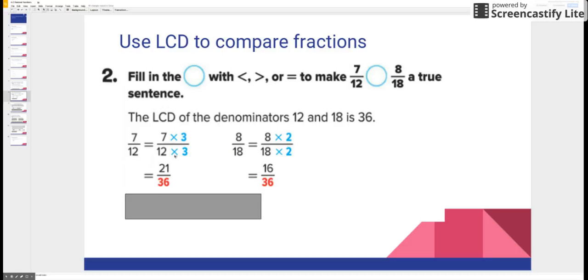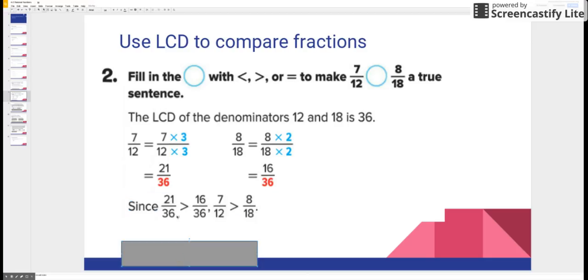So usually you want to try to figure out what's a common multiple of both of the denominators, in order to be able to compare them. Because now you can compare 21/36 compared to 16/36. So which number is bigger? 21. So 21/36 is greater than 16/36, which means that 7/12 is greater than 8/18.